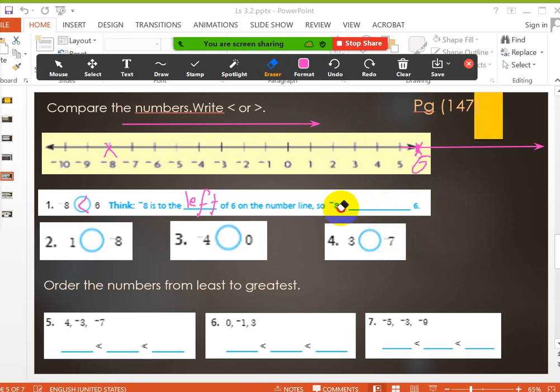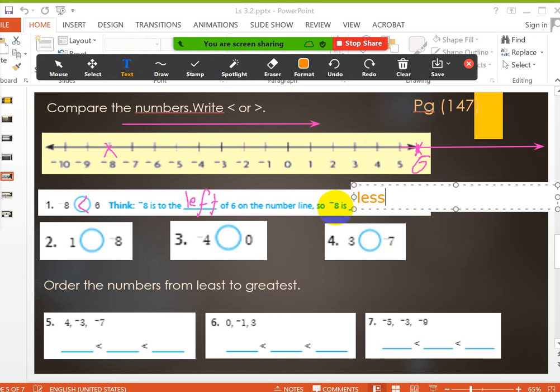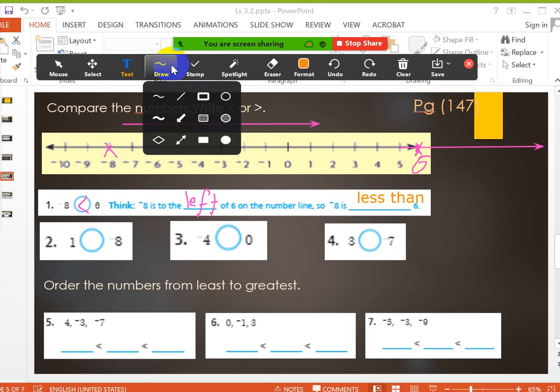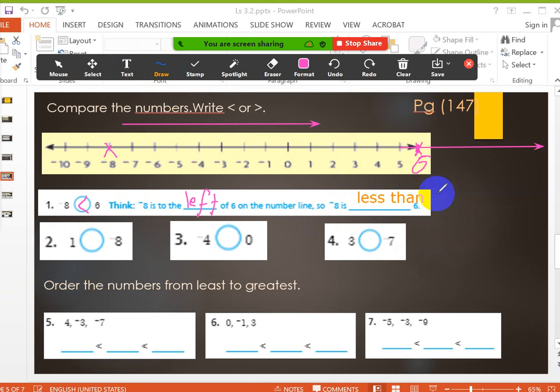I'll write it again. Thank you so much, Maria, for helping me. Okay, I'll write it for you. Less than. So when comparing between two numbers, I can use a symbol like this, or I can use the words less than or greater than. You have to focus when you want to use the words less than or greater than.